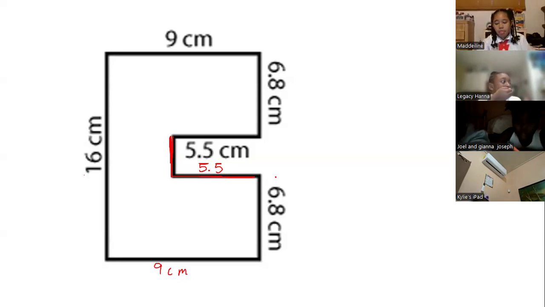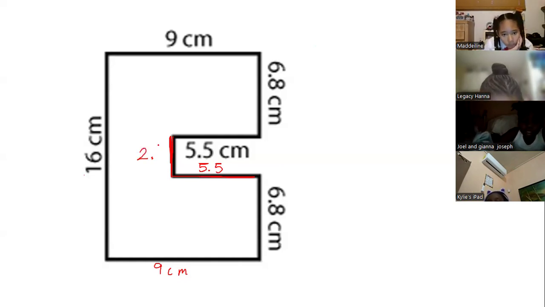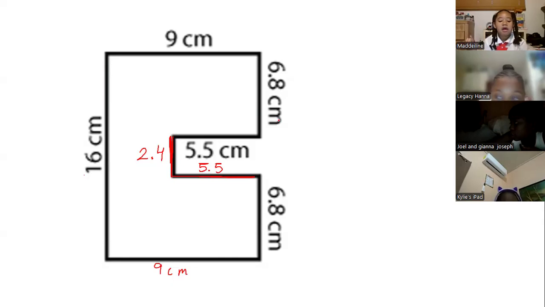That doesn't make sense. 6.8 times 2 is 13.6. Good. So this is going to be 16 minus 13.6. So this side is actually 2.4. So Maya, I need you to add up all this and then get the correct perimeter. All right, so we're not only supposed to do the 5.5, but also the 2.4. So 2.4 and the 5.5.